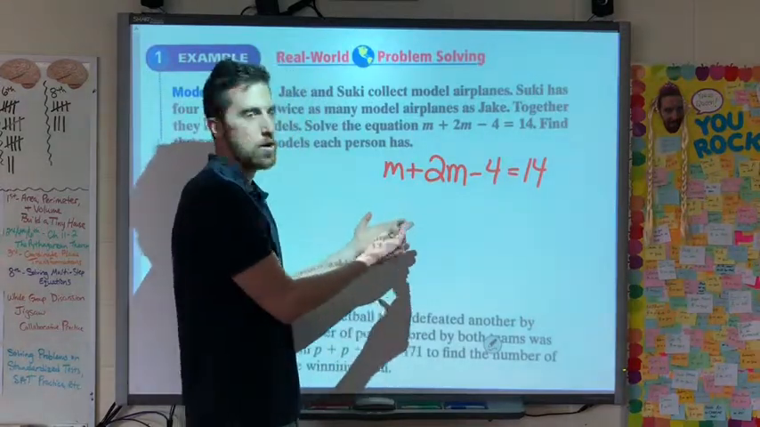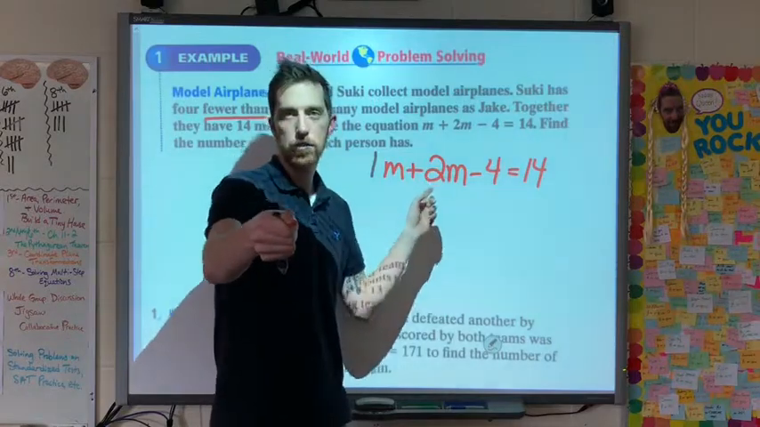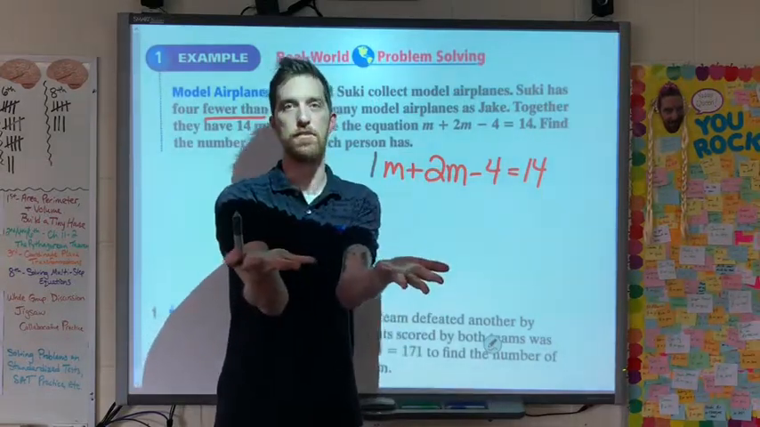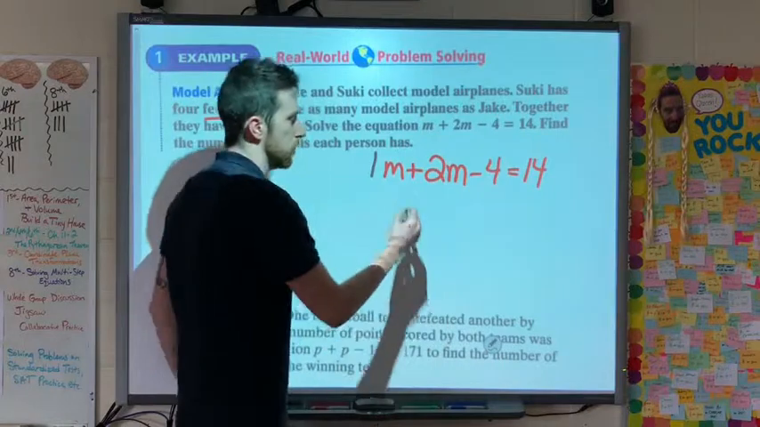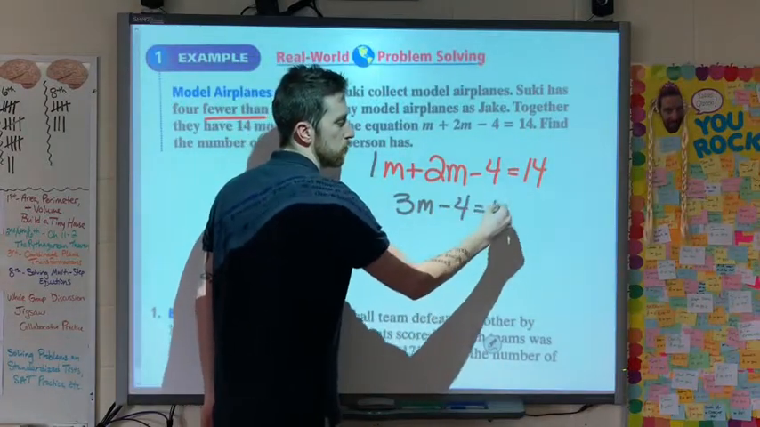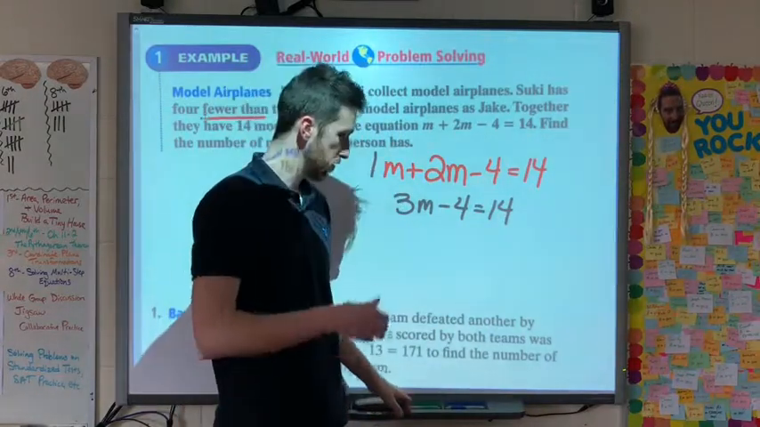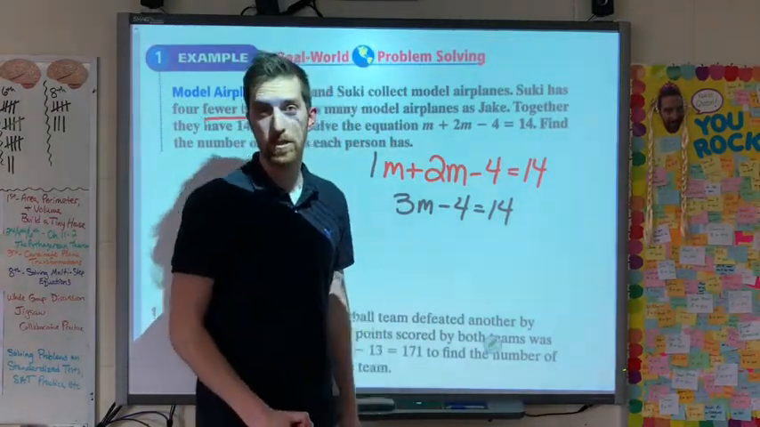If you have m or one m, if I give you an m and then someone else gives you two m's, how many m's do you have altogether? 3. So we have 3m minus 4 equals 14. It's already looking a lot better. Now we're already on step 3, which is undo addition and subtraction.